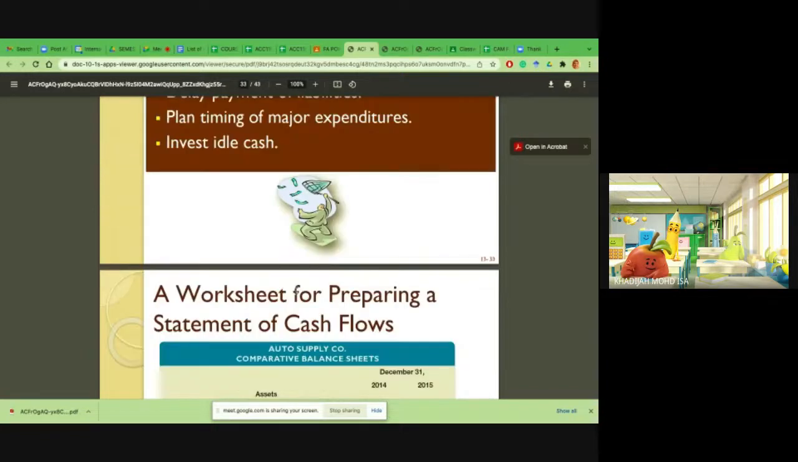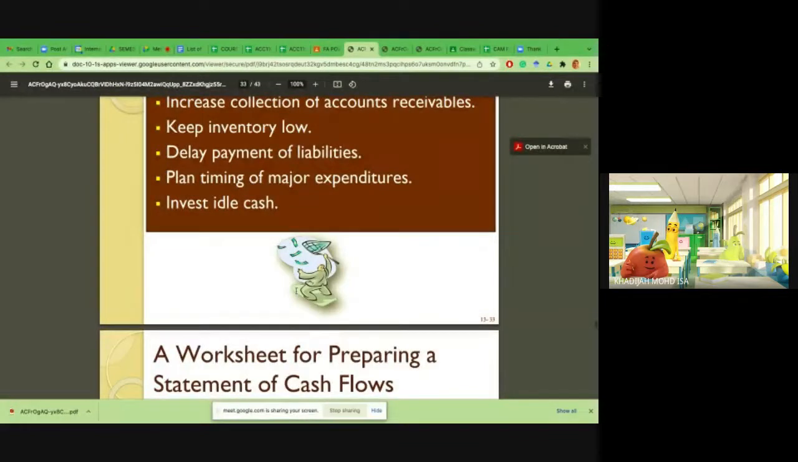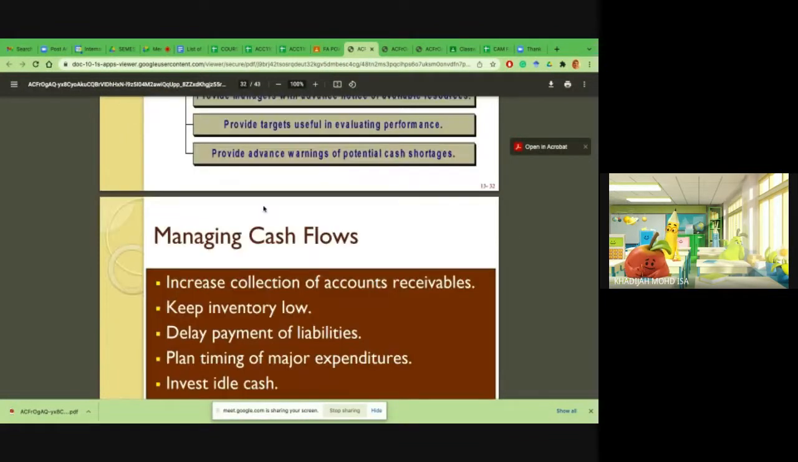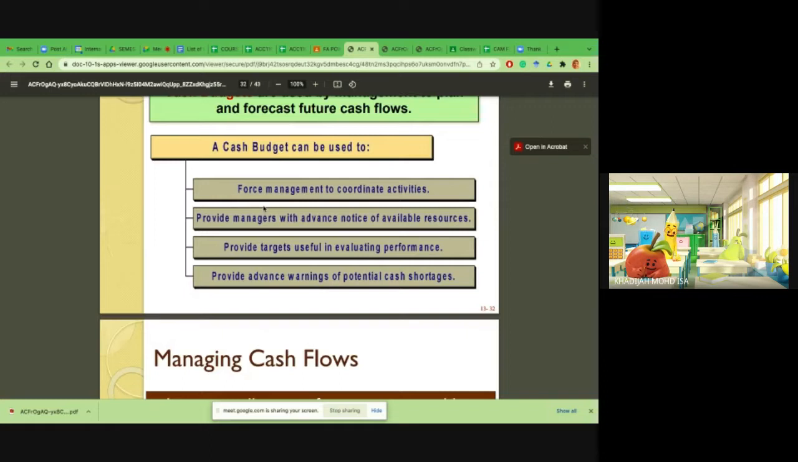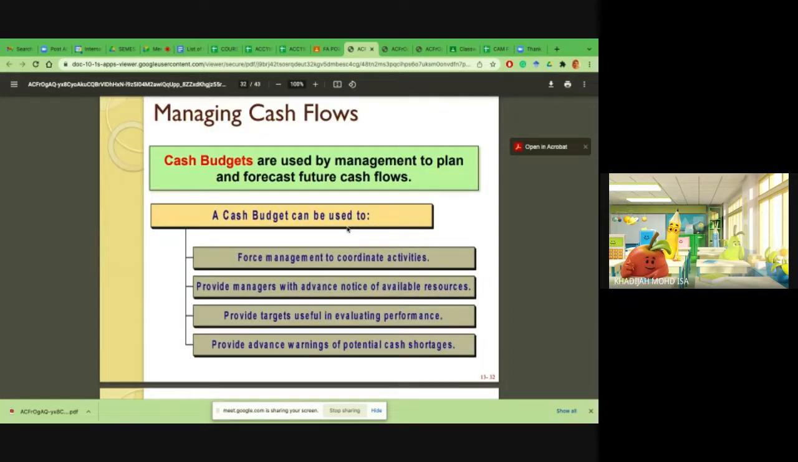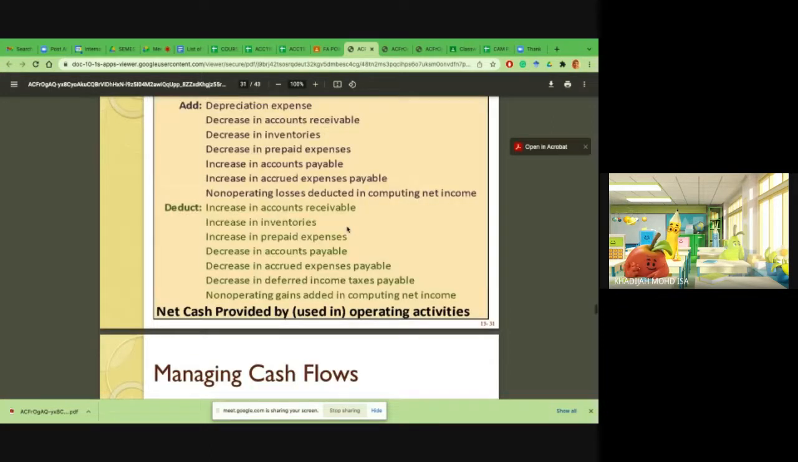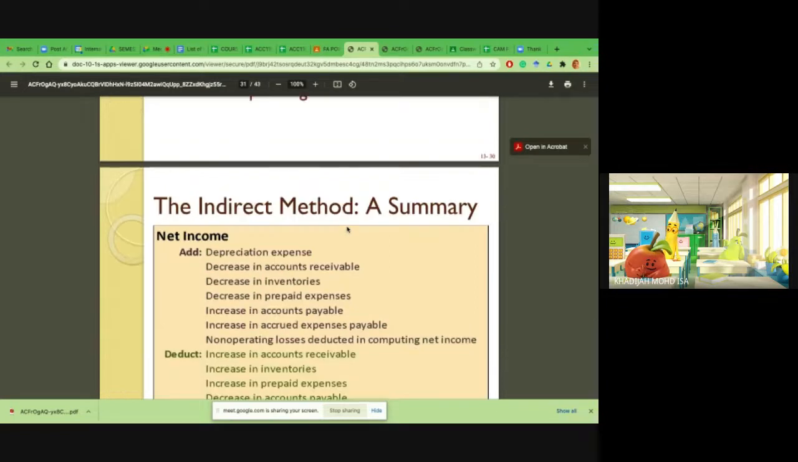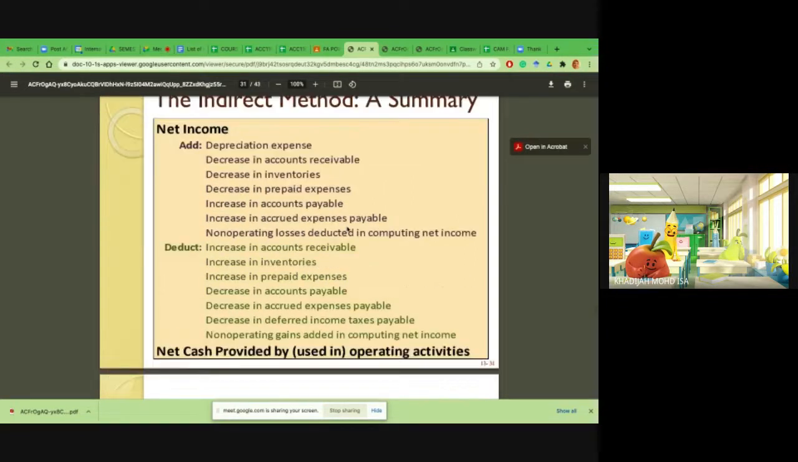You don't have to remember all this. So this is the indirect method, the summary of what we have discussed. You start with net income, and then if there is any, you add back. So this one you add, and then this one you minus. For example, here your depreciation you add back.